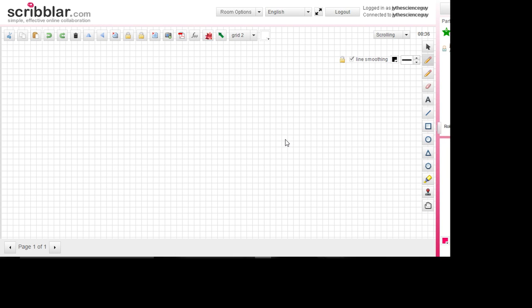Okay, so let's do this. Let's say that I want to know what the line perpendicular to that line going through that point would be.